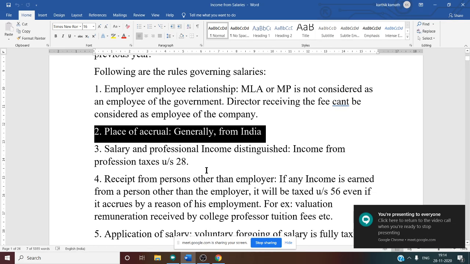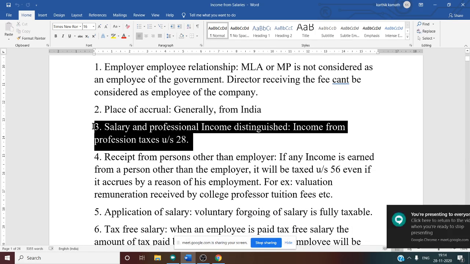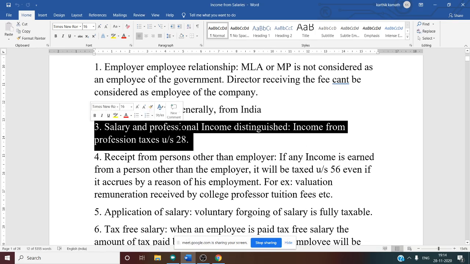See, income from salary. All these points we have to go through once. Then third one, salary and professional income distinguished. That means for professional income there is a separate head, that is income from profits and gains of business and profession, which comes under Section 28. So professional income you have to show under a separate head, income from salary under a separate head.